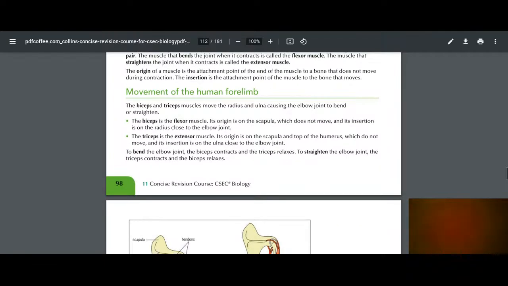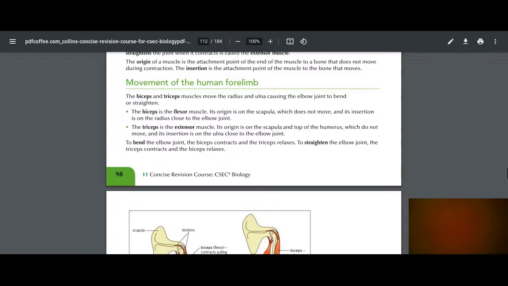Now we have the movement of the human forelimb. So let's talk about biceps and triceps. Biceps is the flexor muscle. Triceps is the extensor muscle. Get that?